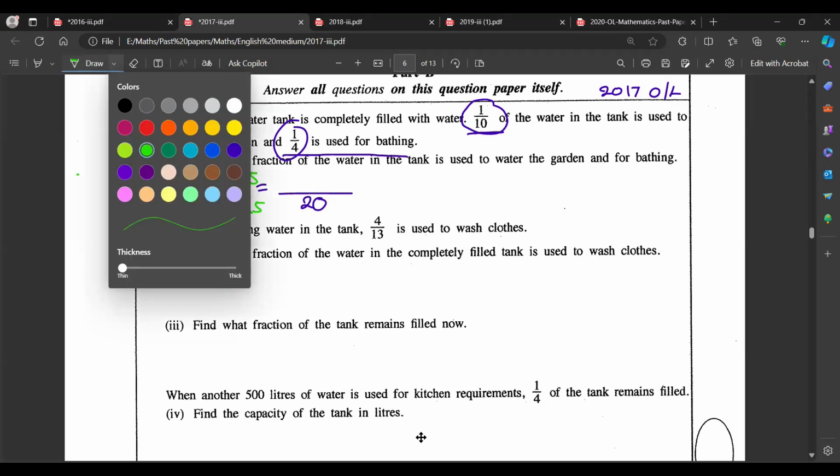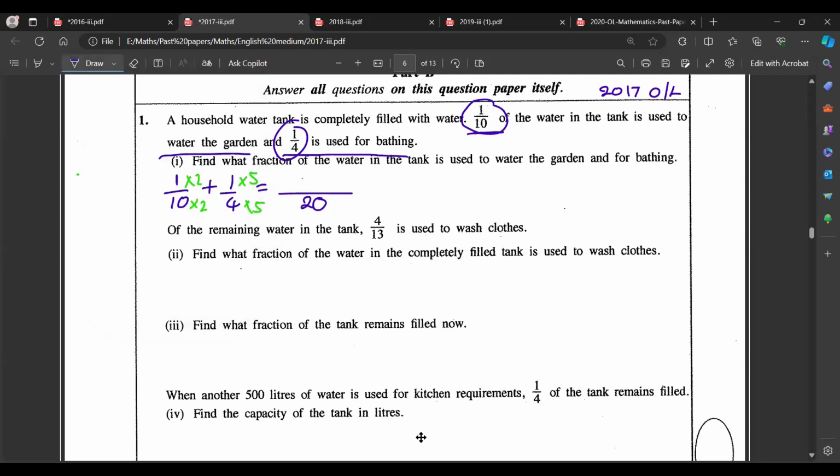When you multiply, what are the values? Tell me. 1 into 2, it should be 2. Plus 1 into 5, it should be 5. So 2 plus 5, it is 7 over 20. 7 over 20 is useful for watering and used for the garden, used for the bathing.